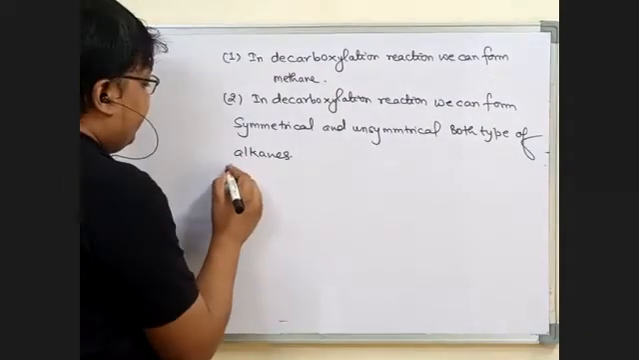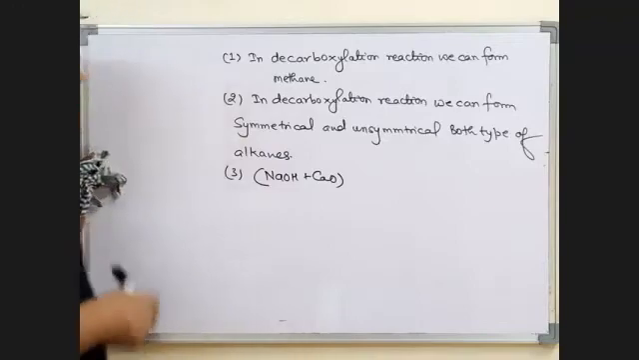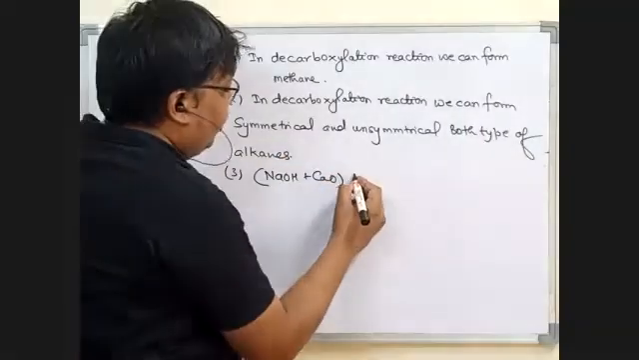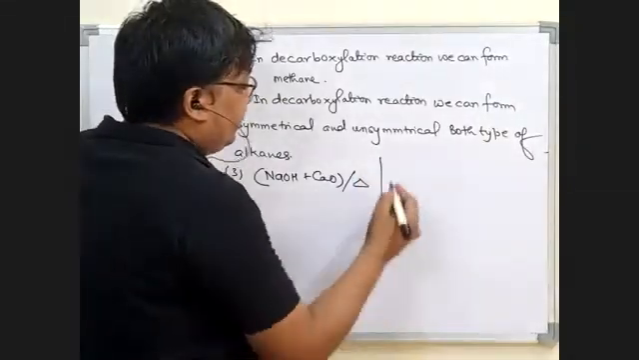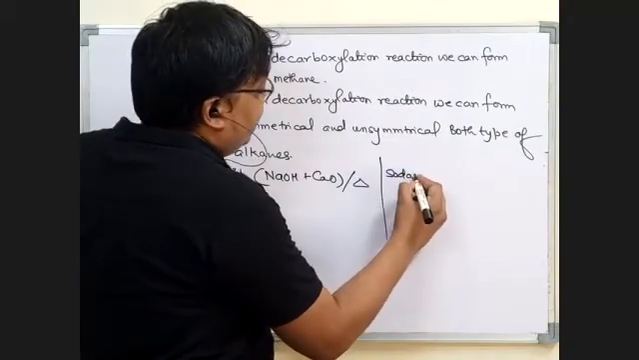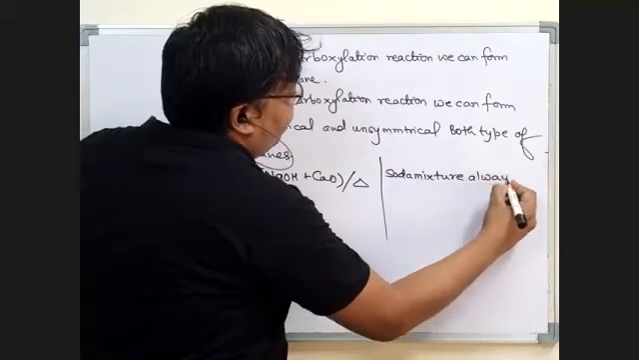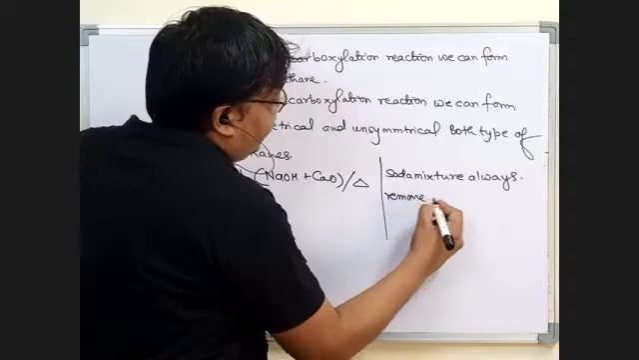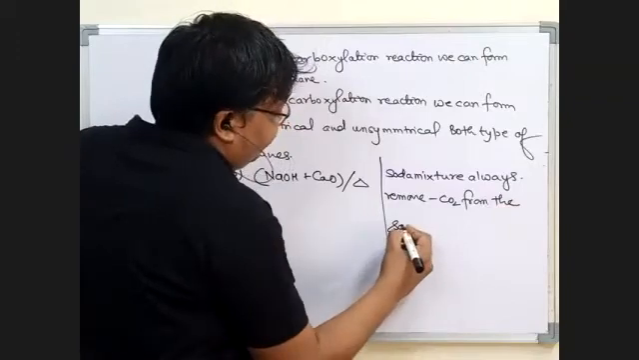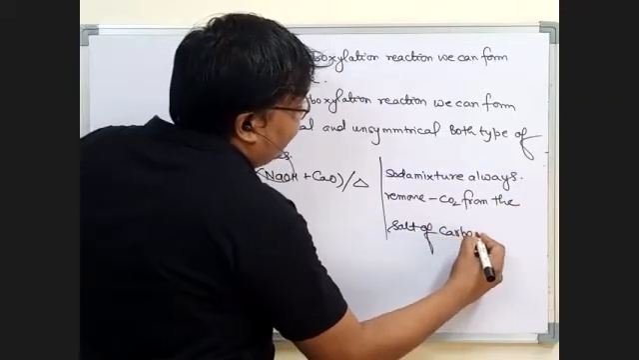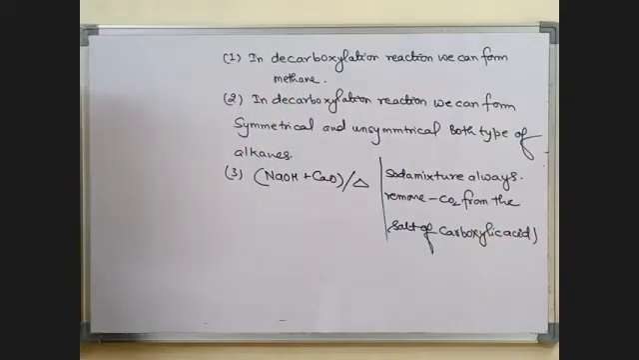In this reaction, we use a soda-lime mixture on heating, very, very important. The use of soda-lime mixture is that it always removes CO2 from the salt of carboxylic acid, students. So soda-lime mixture always acts as a decarboxylating agent.